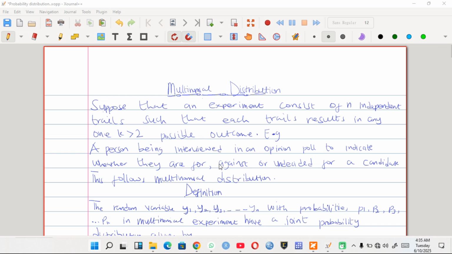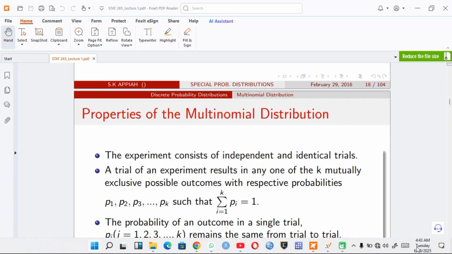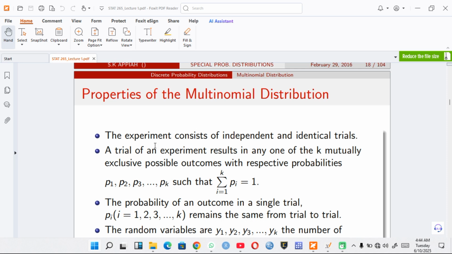Before one can solve multinomial distribution questions, one has to understand the PMF for the multinomial distribution. Before we get to the PMF, I want us to check some properties of multinomial distributions. These are the properties of the multinomial distribution. The first says that the experiment consists of independent and identical trials. This tells us that the occurrence of one trial does not affect the occurrence of the other.